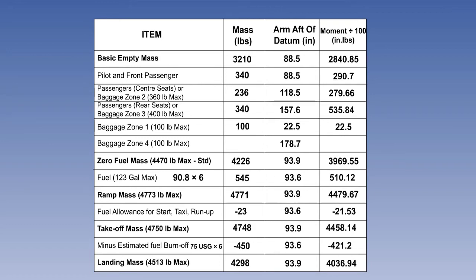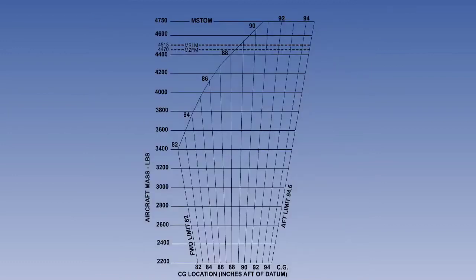The relevant data will be entered into the centre of gravity envelope to establish the takeoff and landing centre of gravity. We can now enter the values from the loading manifest into the centre of gravity envelope in CAP 696 for the multi-engine piston, and check that the mass and centre of gravity for takeoff and landing are within the limits of the envelope.